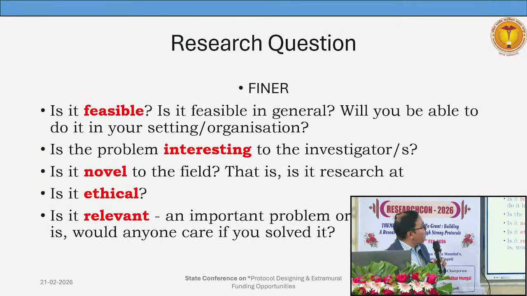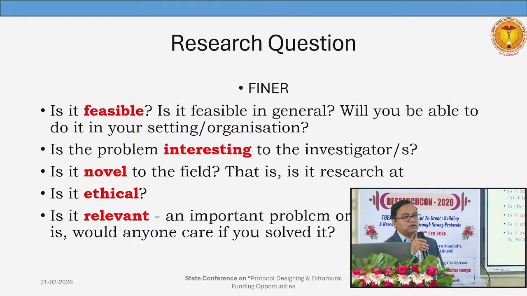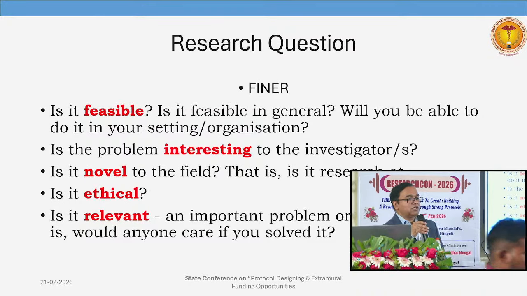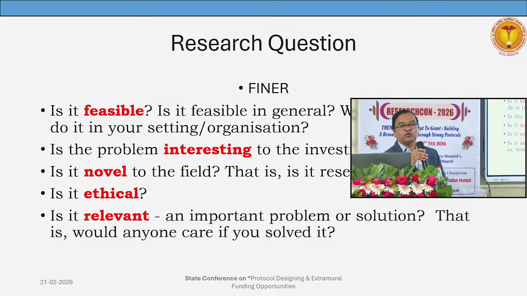So now coming to the final criteria. This is already discussed in the previous session, but I'll be briefly talking about it. So final is an acronym, as I said. It stands for feasible, interesting, novel, ethical, and relevant. So you have a research question. Always think whether it is feasible for you to do this research or not.